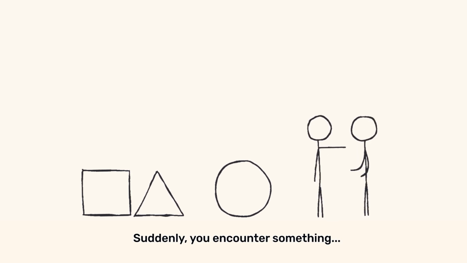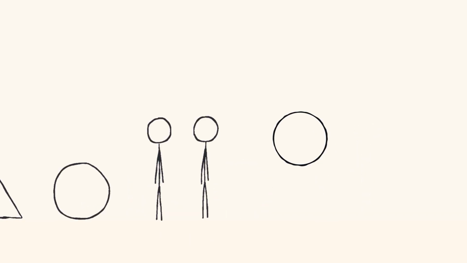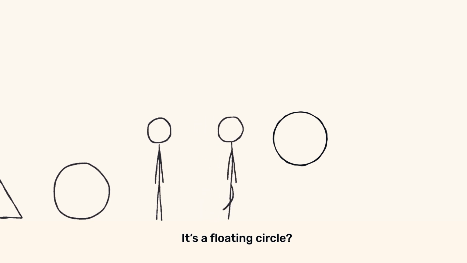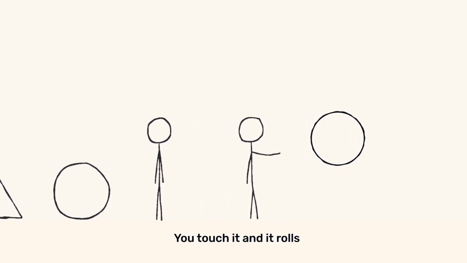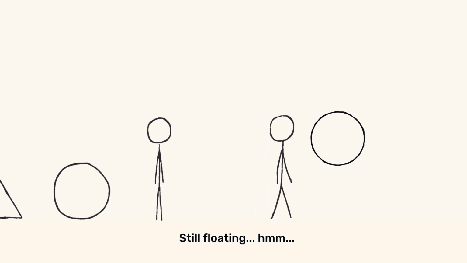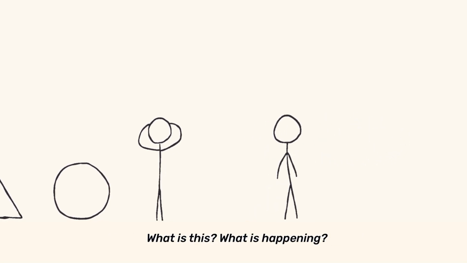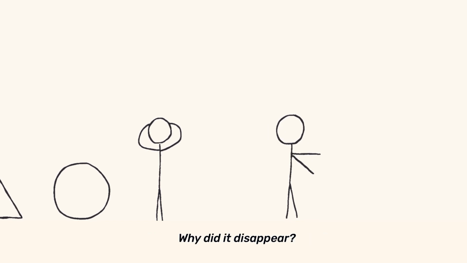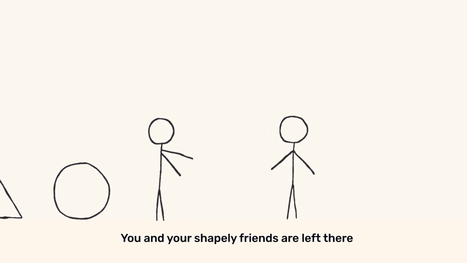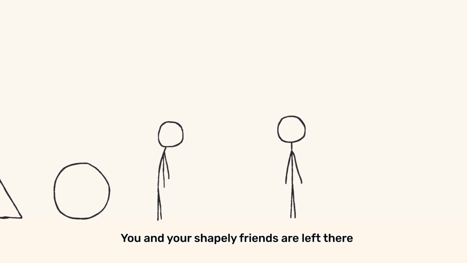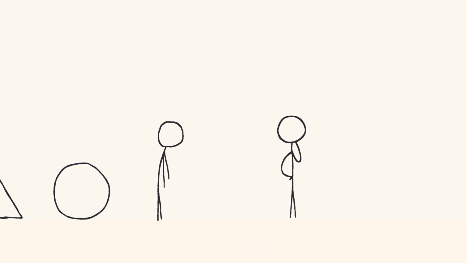Suddenly, you encounter something peculiar. It's a floating circle. You touch it and it rolls. Still floating. You touch it again and it rolls out of existence. What is this? What is happening? Why did it disappear? You and your shapely friends are left there, wondering why and how.